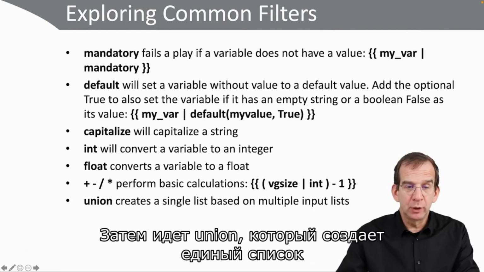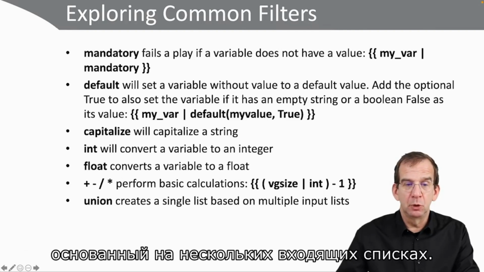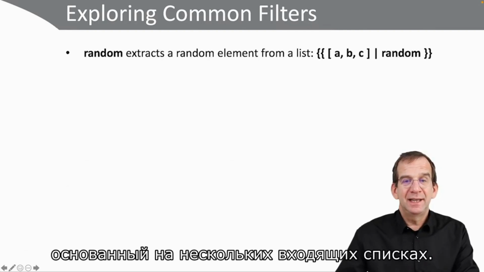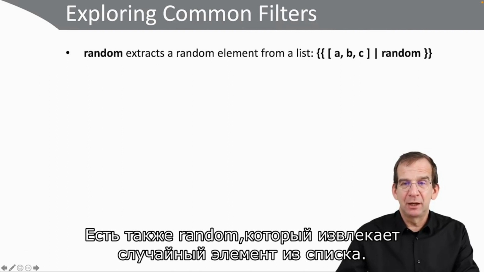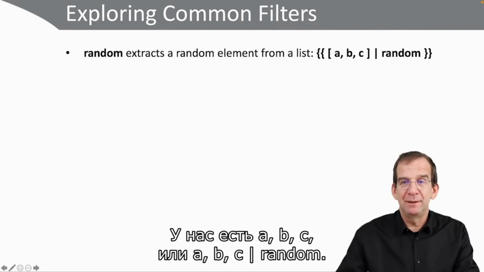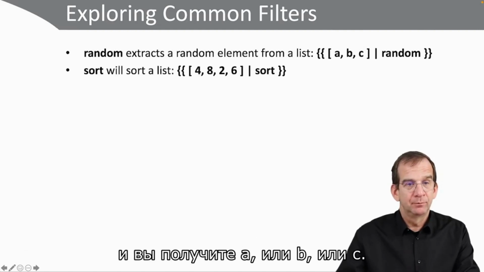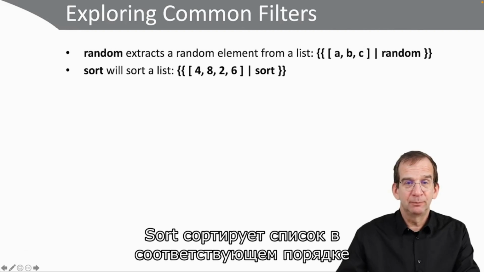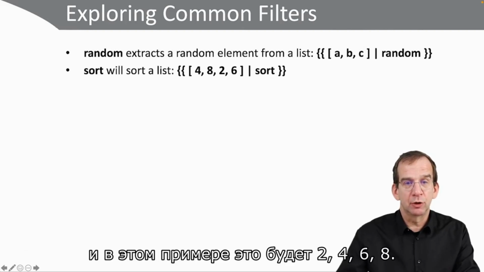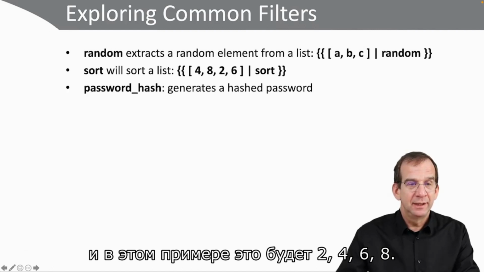Then there's union. Union creates a single list that is based on multiple input lists. There is random, which extracts a random element from a list. So we have A, B, C, D, or A, B, C pipe random. You will just get either an A or a B or a C. Sort will sort a list in the appropriate order. So that would be 2, 4, 6, 8 in this case.